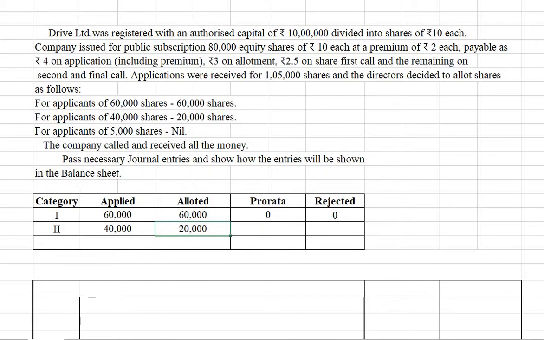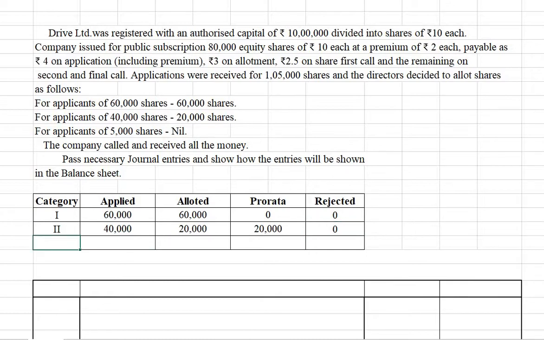That means half is the excess. That means it is allotted on pro-rata. Okay, for 40,000 shares, 20,000 shares are allotted. So the remaining 20,000 is pro-rata. This pro-rata 20,000 will be adjusted. That means the application money received for 20,000 shares, 4 rupees each for 20,000 shares, that we will adjust it to allotment, and after that if any excess is there, that will be adjusted to calls. Okay. So there is no rejected amount here. So we can write nil or 0.